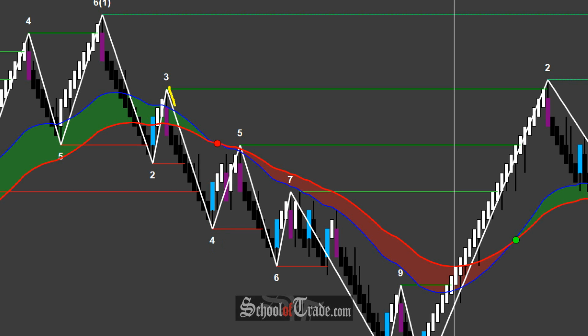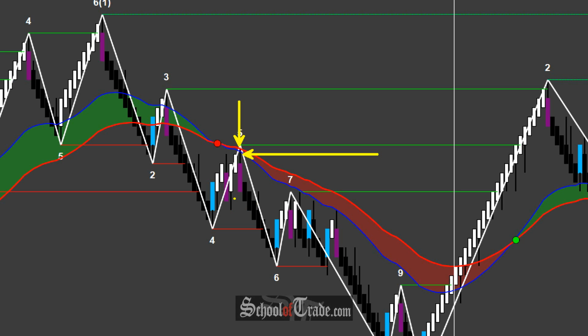Now, what we want to see is a pullback up into an area that we want to be looking to sell, whether it's in the cloud, off of one of the averages, off of a fib level, whatever it is, but we're looking for a pullback. And you can see once we start getting into those areas, as an example, looking at the cloud, we have a reversal bar, this purple bar right here, fire off as soon as we tag the cloud. Really, really strong signal that we're going to get some selling pressure coming in.